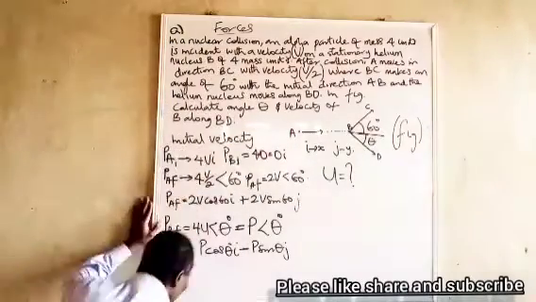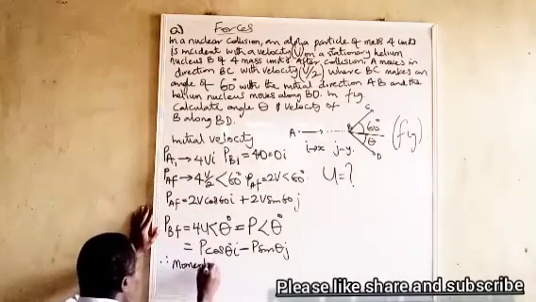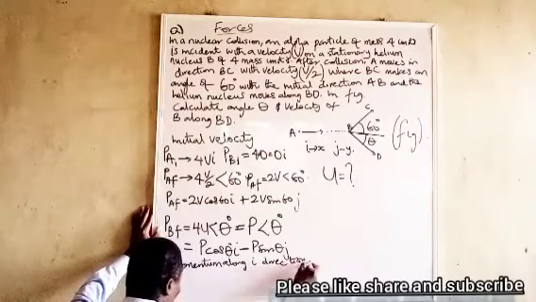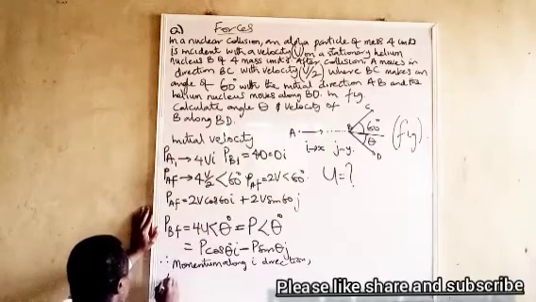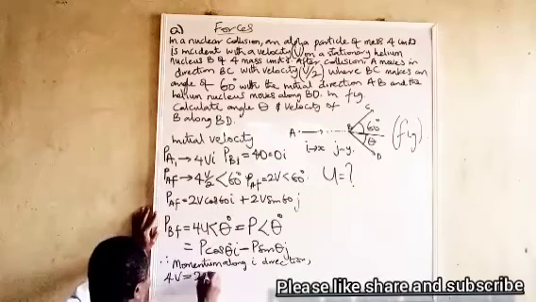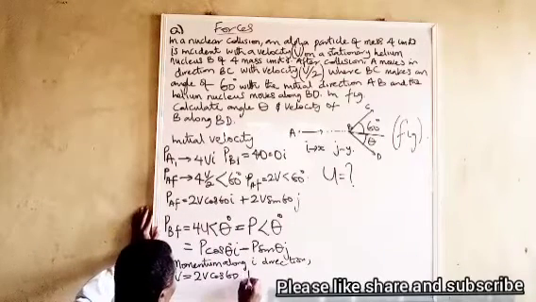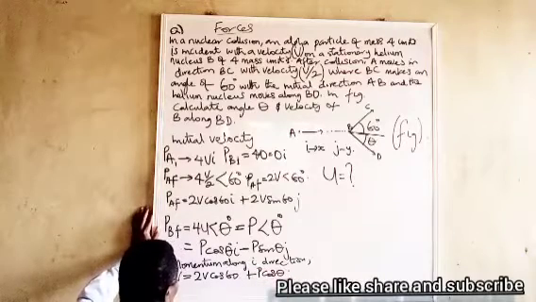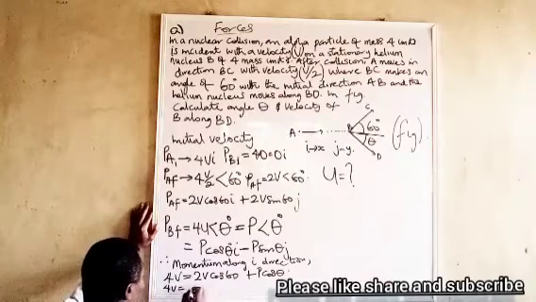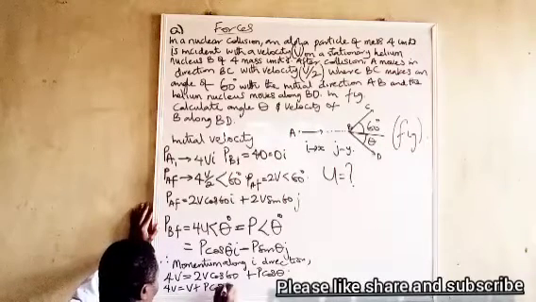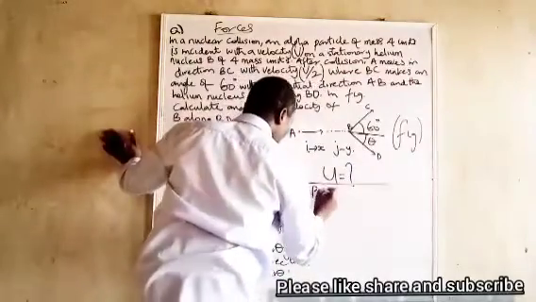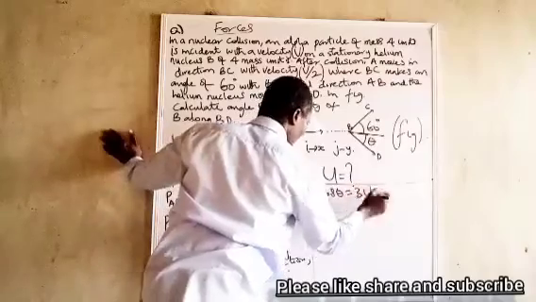Therefore, let's now do that. Momentum along I direction. Since this one is only I, I'm going to have 4v is equal to 2v cos 60 plus p cos theta. Now what is cos 60? Half. So 4v is equal to v plus p cos theta. You can see that. So p cos theta is equal to 3v from here.